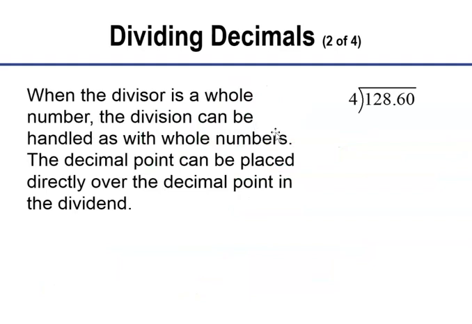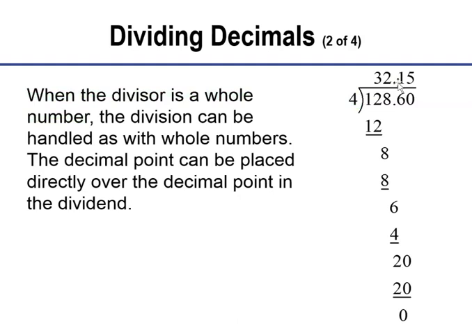Notice it says when the divisor is a whole number. Let's think about what that means. The divisor, that's this guy right here, right? It's a whole number. It's not a decimal or a fraction. The division can be handled as with whole numbers. The decimal point can be placed directly over the decimal point in the dividend. So what do we need to do? Nothing. We just need to put a decimal point right there, and then you just use your standard long division algorithm. And that's all there is to it. You just keep that decimal point holding that position. And I can show you the work right there.